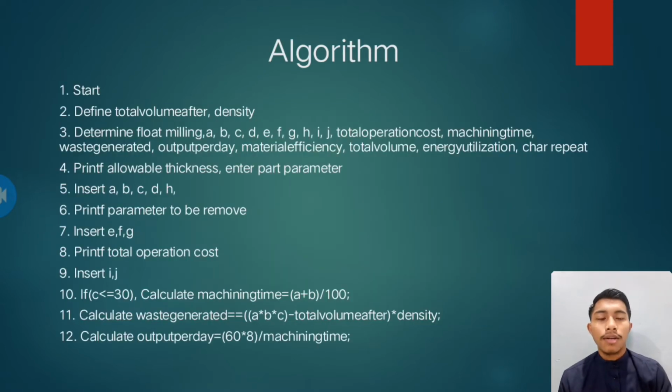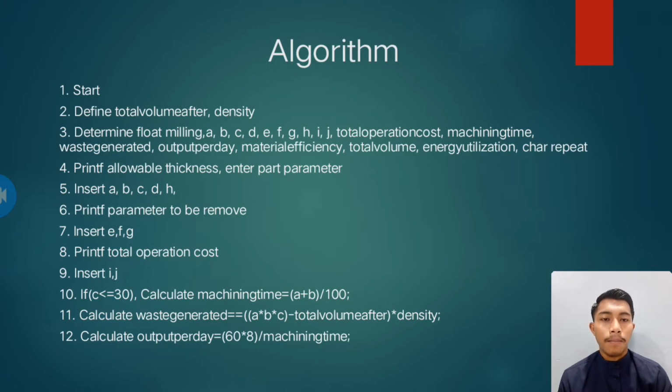This is the algorithm that we use in this project. First, we start. Number 2, define total volume. Number 3, determine float milling A, B, C, D, E, F, G, H, I, J. Number 4, print F allowable thickness. Number 5, insert A, B, C, D, H. Number 6, print F parameter to be removed. Number 7, insert E, F, G.